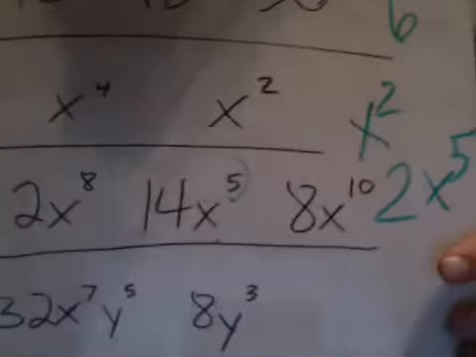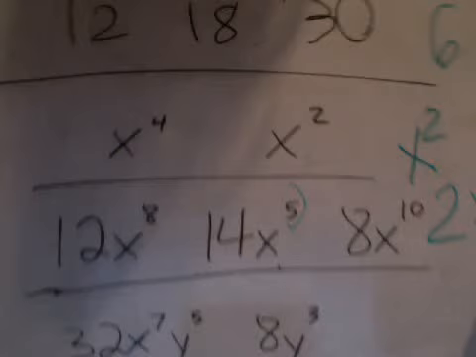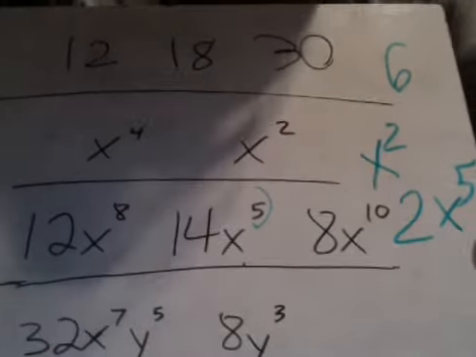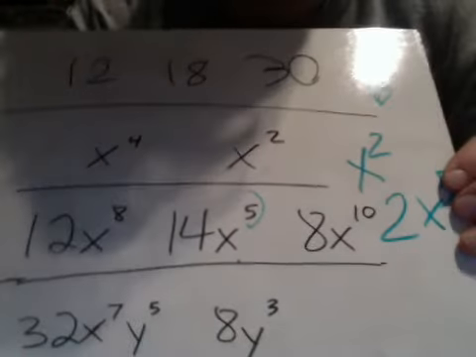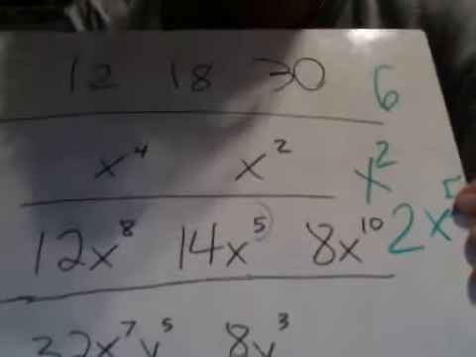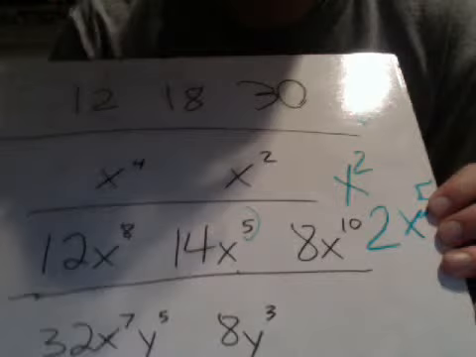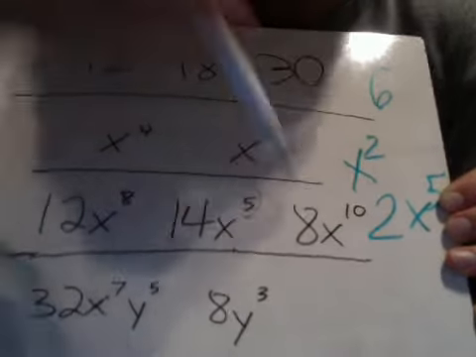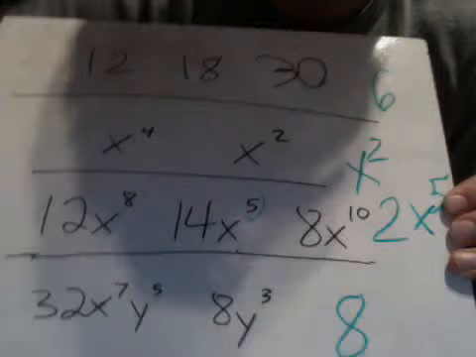Last example. When you have more than one variable, like 32x to the 7th, y to the 5th, and 8y to the 3rd, you still do number by number, letter by letter. So I think about the biggest number that will go into 32 and 8. The biggest number is 8.